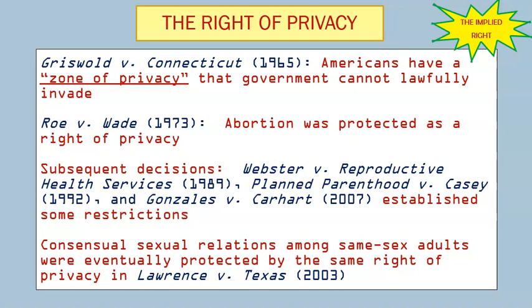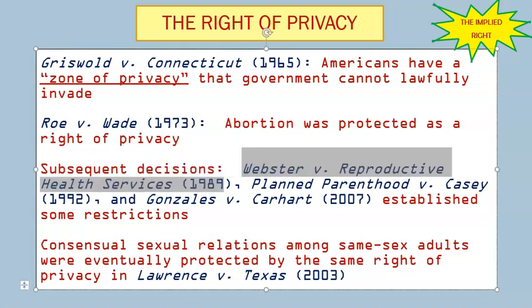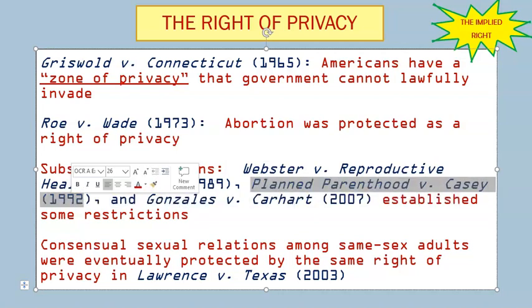These are the cases that used the right to privacy as a precedent. So it was Webster versus Reproductive Health Services in '89, Planned Parenthood versus Casey, and Gonzales versus Carhart in 2007. And there were some restrictions established as to certain abortions being allowed. So while they have not outright outlawed abortion, they have made several restrictions for people who are seeking to have abortions.